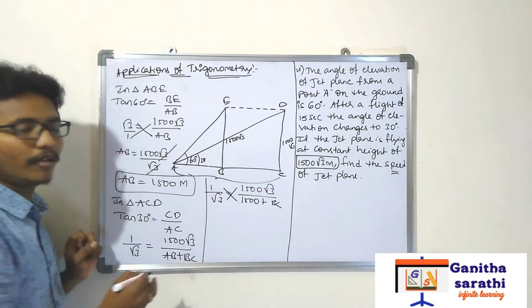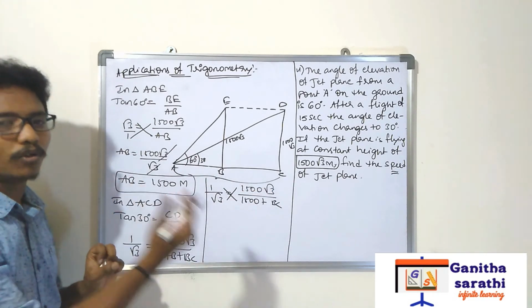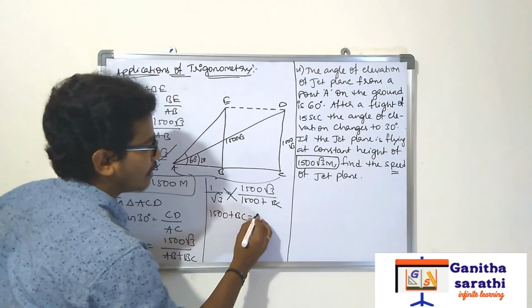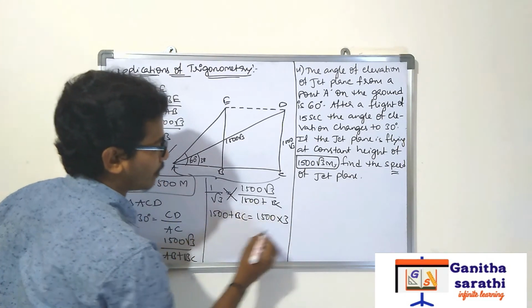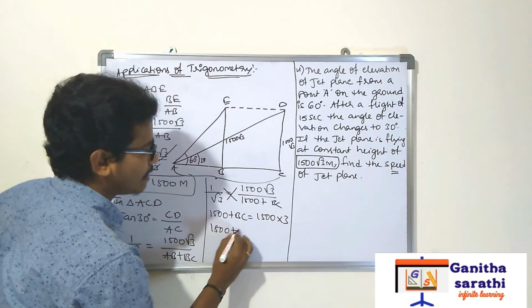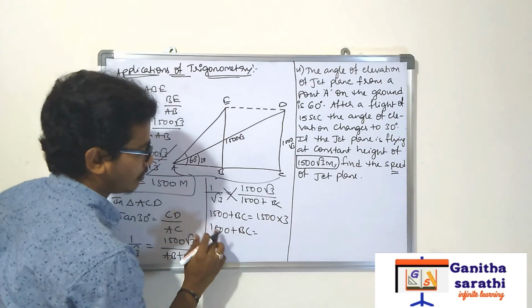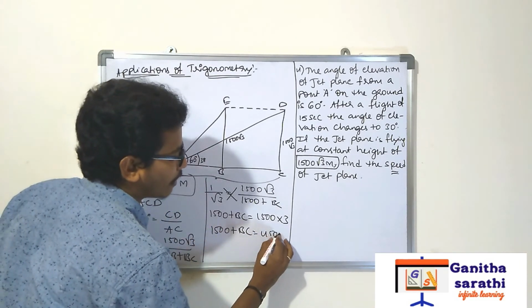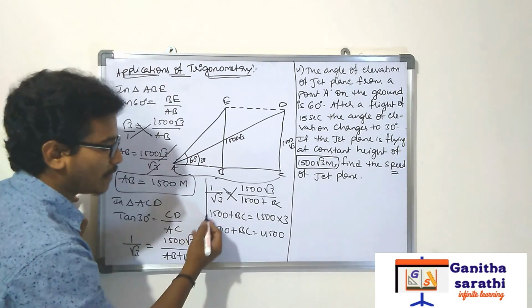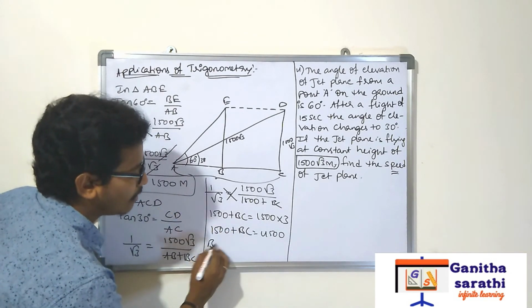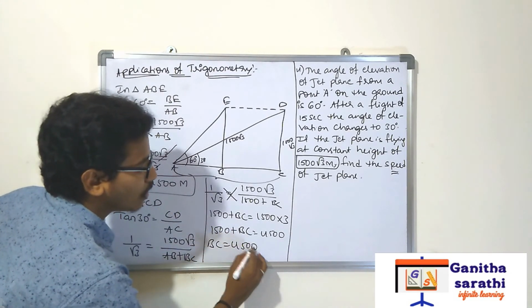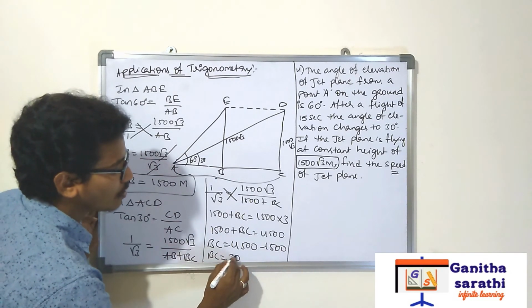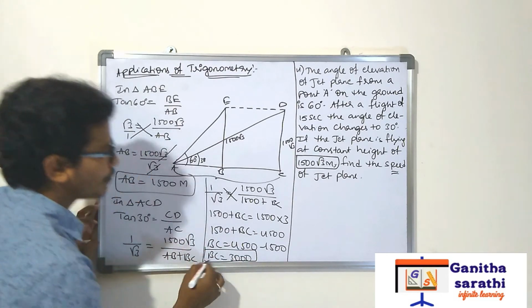Now do cross multiplication. 1500 √3 into √3 will be √3 into √3 whole square. So 1500 plus BC is equal to 1500 into 3, which is 4500, right? Take the 1500 to the right hand side. BC is equal to 4500 minus 1500. Then BC is equal to how much? 3000.